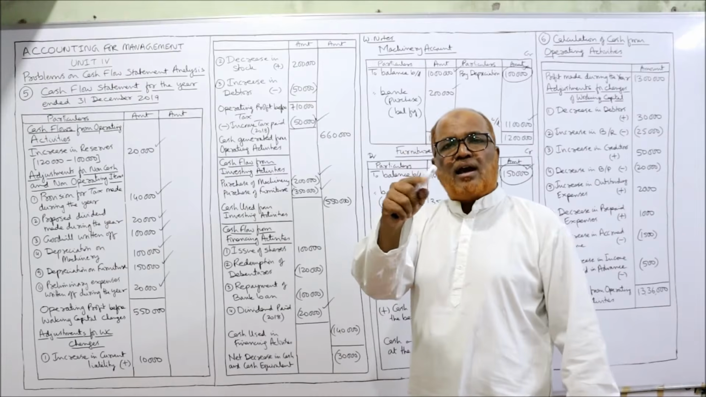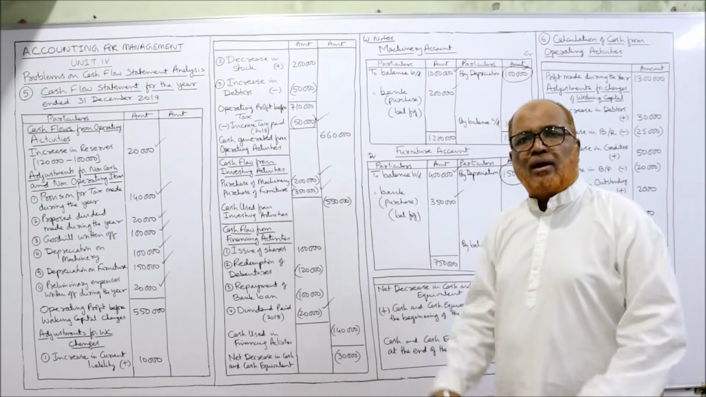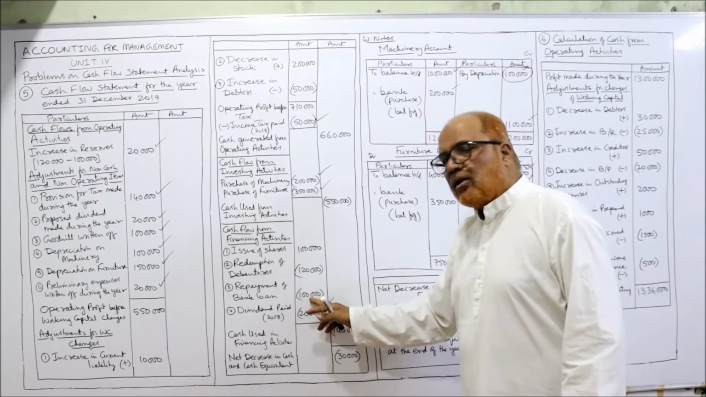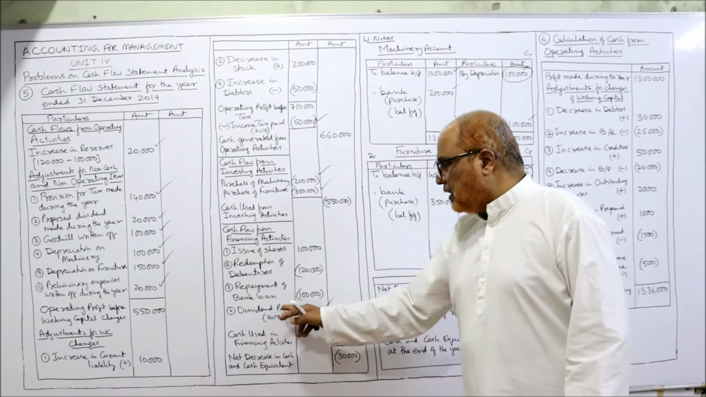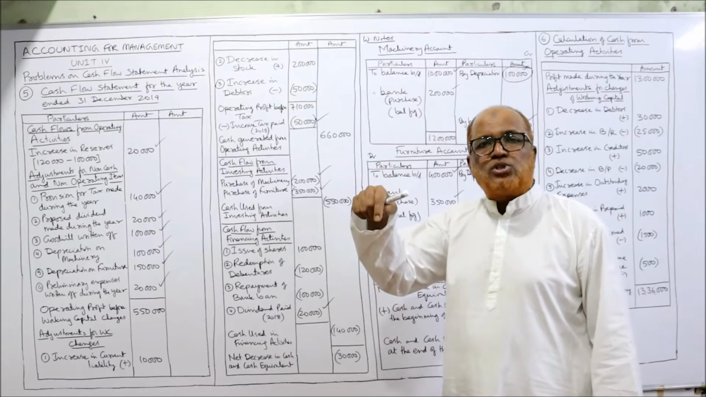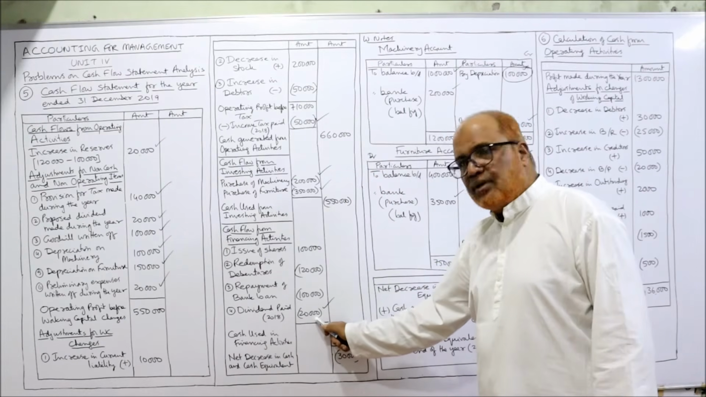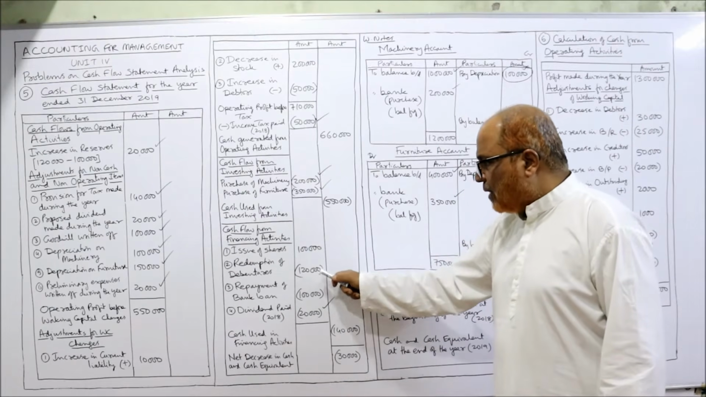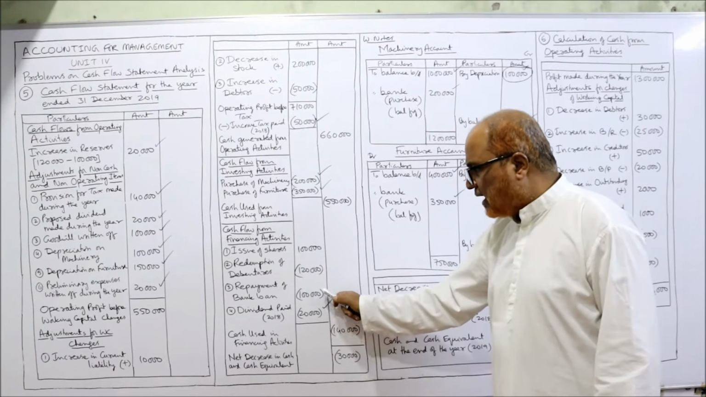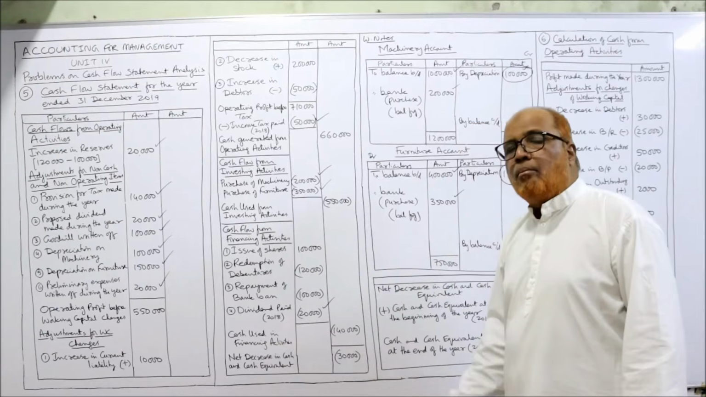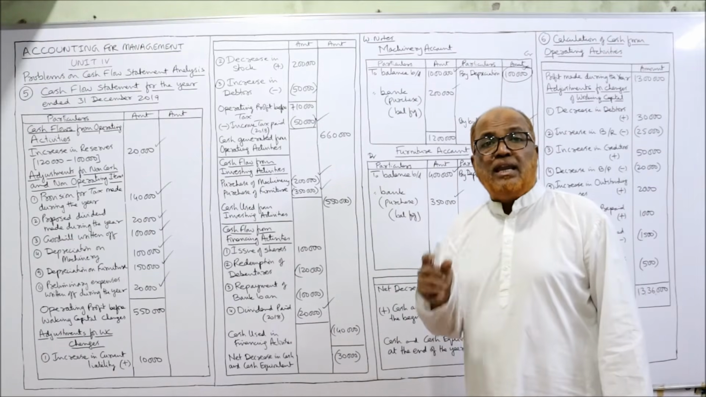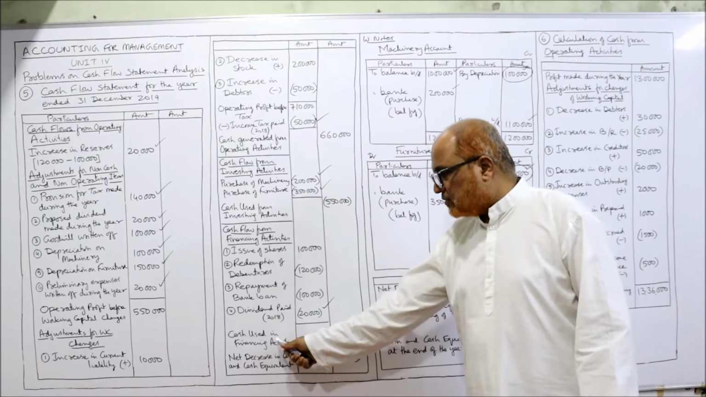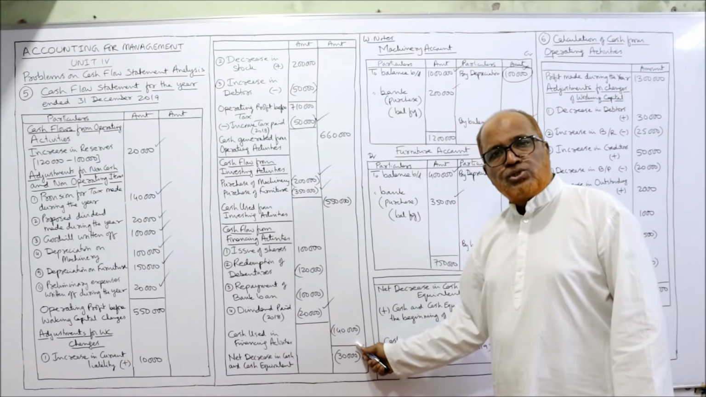Similarly, loan. Bank loan last year 1 lakh, current year nil. Repayment of bank loan. The company has returned the bank loan. Repayment of bank loan 1 lakh, again in bracket. Dividend paid. Last year's proposed dividend is paid during the current year, 20,000. It's a payment, so bracket. So 1 lakh minus 1,20,000 minus 1 lakh minus 20,000, you are getting minus 1,40,000. Negative you are getting, so cash used in financing activity.